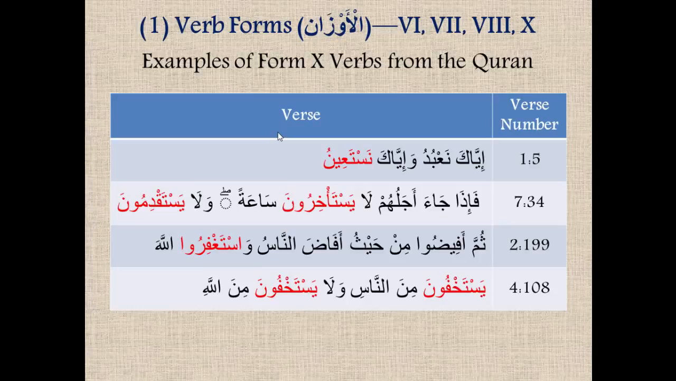Form 10 verbs found in the Quran. إياك نعبد وإياك نستعين in Surah Al-Fatiha. نستعين from the verb استعان, and this means to seek help, to seek help. فإذا جاء أجلهم فلا يستأخرون ساعة ولا يستقدمون. We have two instances of the Form 10 verb, يستأخرون and يستقدمون. ثم أفيضوا من حيث أفاض الناس واستغفروا الله. استغفر, Form 10. And finally, يستخفون من الناس ولا يستخفون من الله, the verb يستخفون.